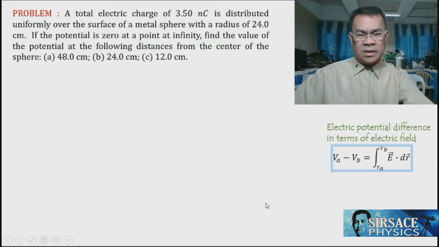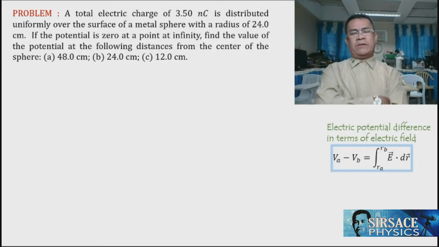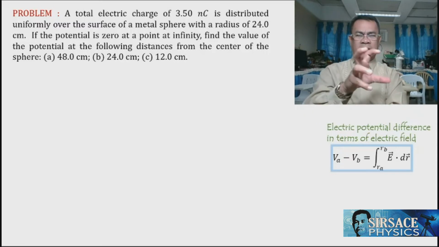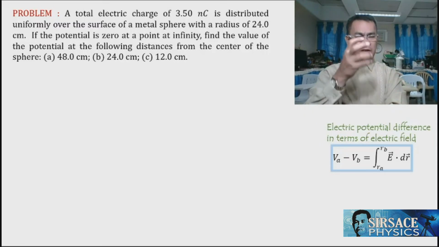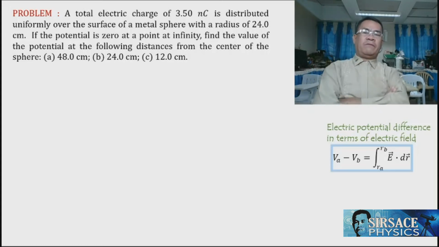Now let's apply the problem again. We have the formal problem with numbers. Suppose we have a charge of 3.5 nanocoulomb distributed over the surface of the metal, meaning the surface was occupied with a positive charge of 3.5 nanocoulomb, and the radius of that charged particle is 24 centimeters.